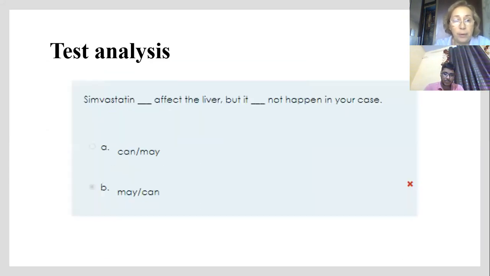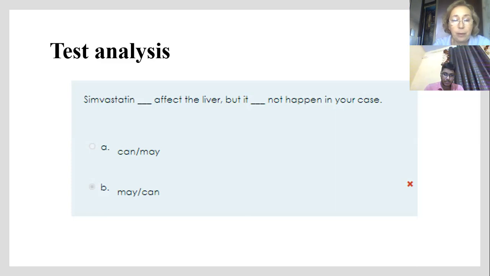Well, as for the next question, where some students made mistakes. This is the sentence: simvastatin affect the liver, but it not happen in your case. We were speaking about the meaning of the modal verbs can and may. Both of them mean possibility, but when we speak about how strong the possibility is, may expresses a stronger possibility.